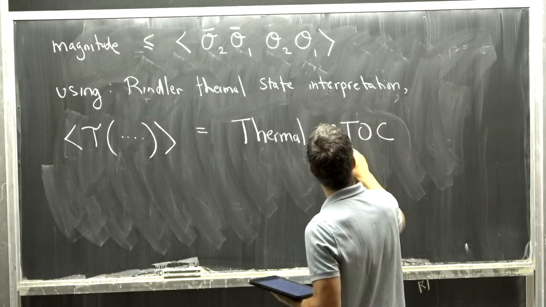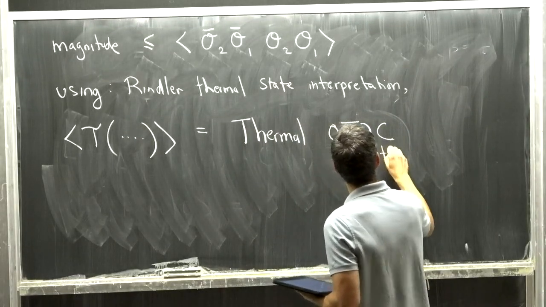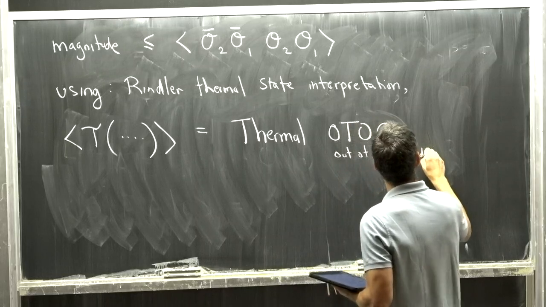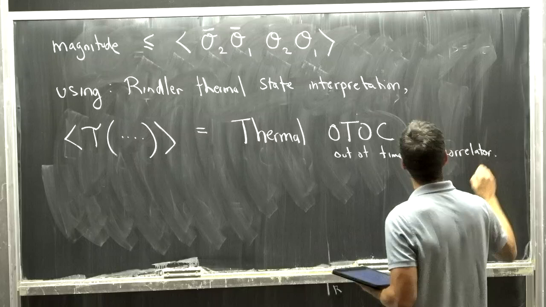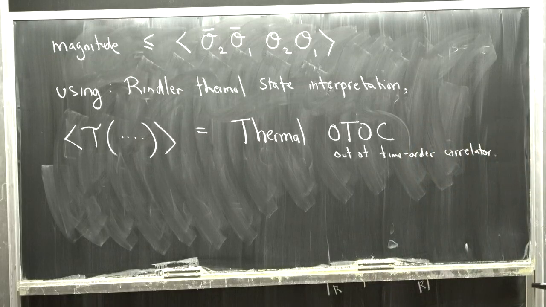For out of time order correlator. In other words, if we just forget that we were studying Minkowski space and just think of this as a thermal system defined on Rindler space, this is the thermal OTOC.